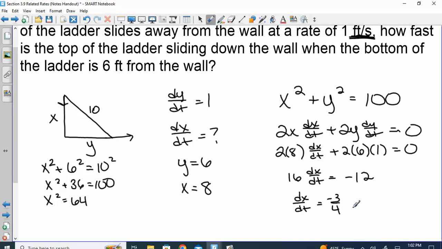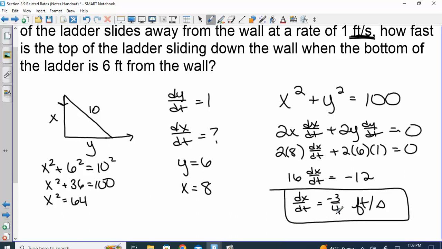What would our units be? Feet per second. Why is it negative? Because it's coming down. Yeah.